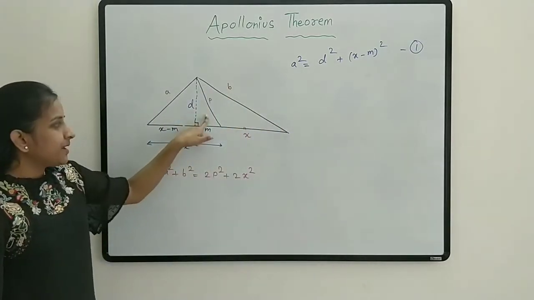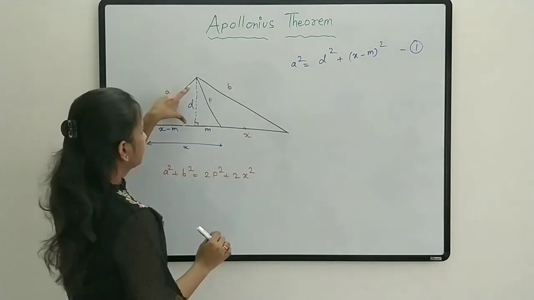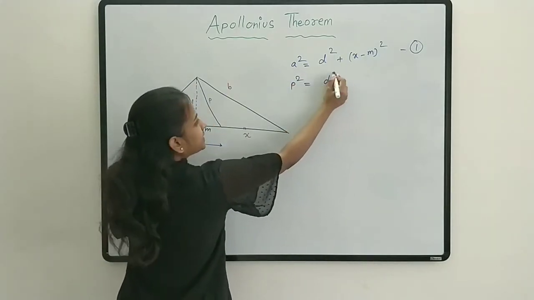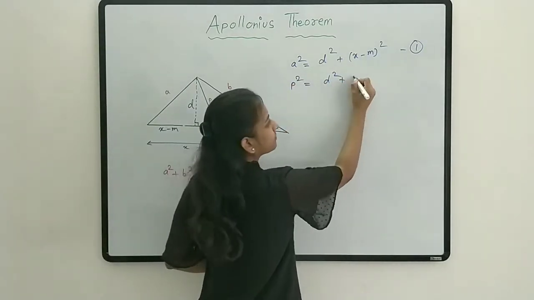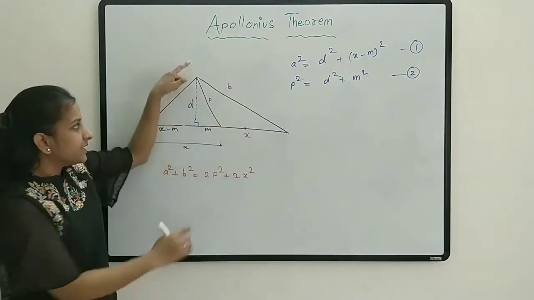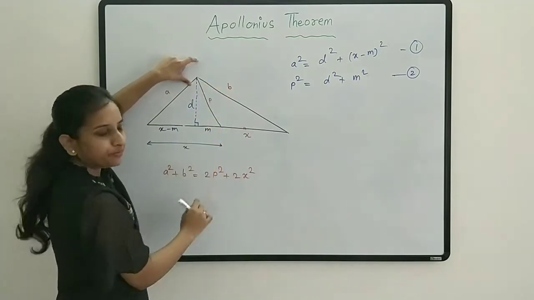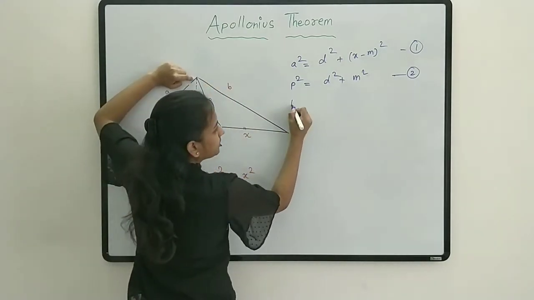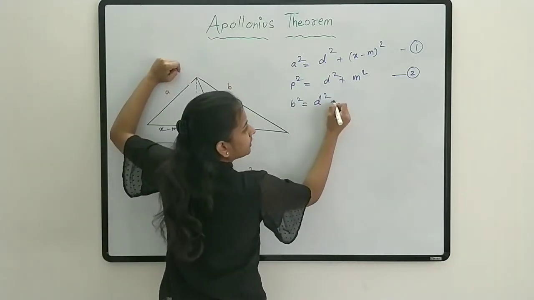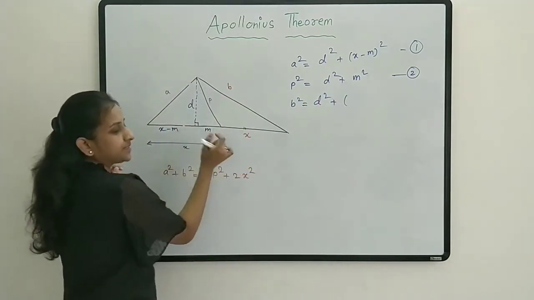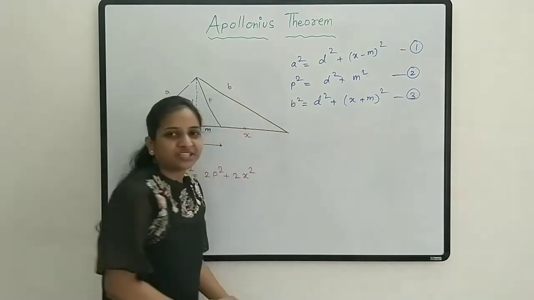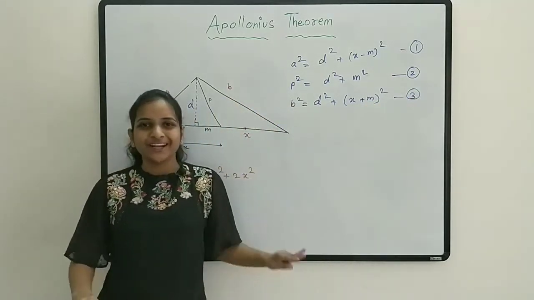Clear? Let's apply Pythagoras in this triangle. P is the hypotenuse. So P square is equal to D square plus M square. This is the second equation. Now let's apply Pythagoras in the third triangle, this big triangle. B is the hypotenuse. B square is equal to D square plus this side square. This side is X plus M. Now we got three equations. Difficult part is already over.